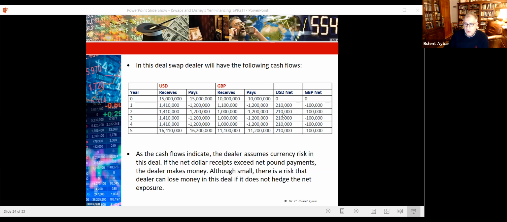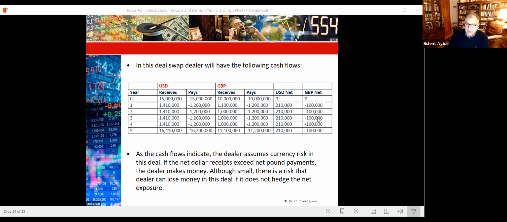The swap dealer is also probably in a good position to hedge this risk if it desires to do so. By assuming the currency risk, it probably made this deal easier, and as a result, both parties were able to reduce their costs significantly, 60 basis points in each case, which is a substantial benefit.